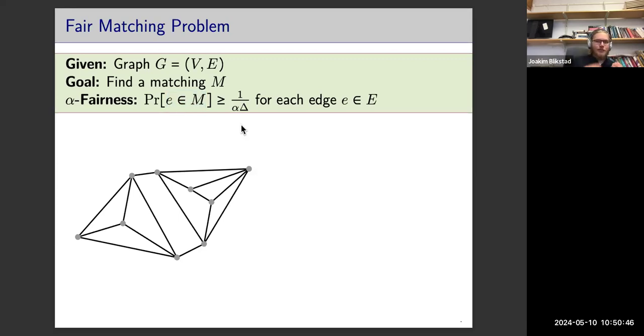And you cannot really do more, because if there are delta edges next to a vertex, you cannot pick these edges with probability more than 1 over delta, right? You would overflow. And so we want an alpha fair algorithm. In a regular graph, it would be very similar to an online matching problem where you just want to find a big matching. But in an irregular graph, if there's some low degree vertex, you don't really need to match it.